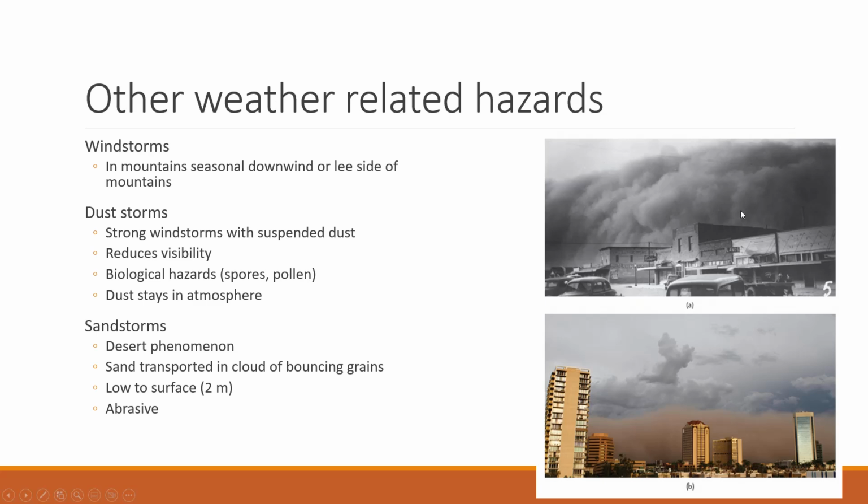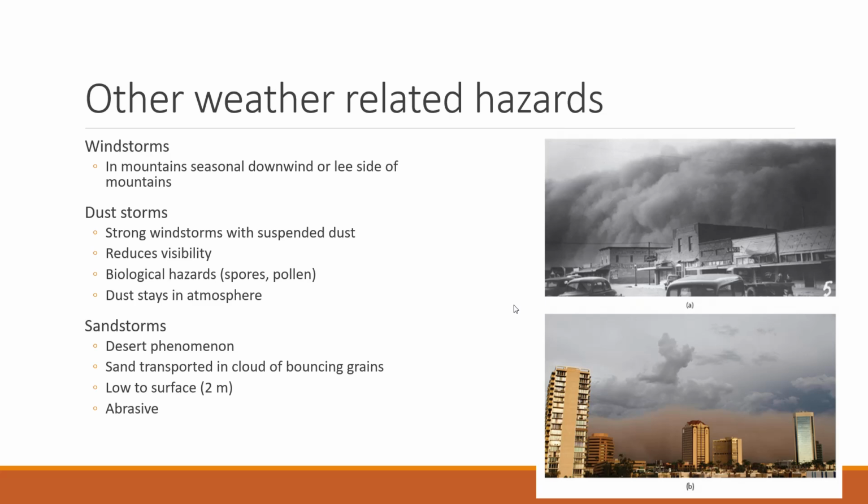This upper image is from Black Sunday, which was one of the more intense dust storms during the Dust Bowl. The dust from this event made it all the way to the East Coast and beyond. So dust from Oklahoma made it all the way to Washington, D.C.